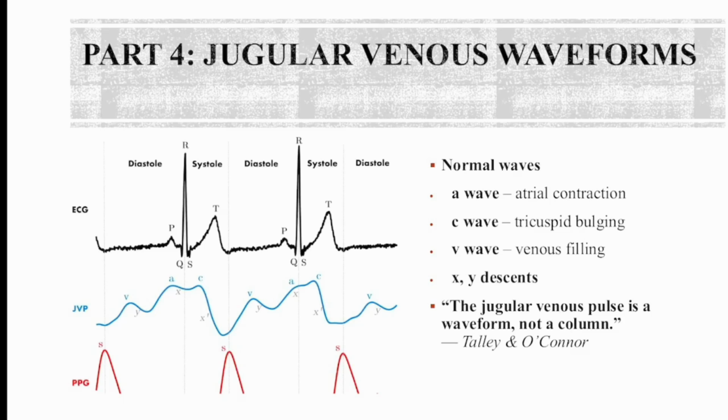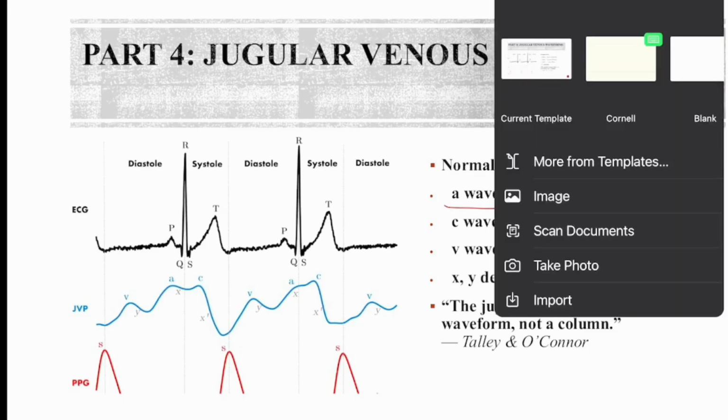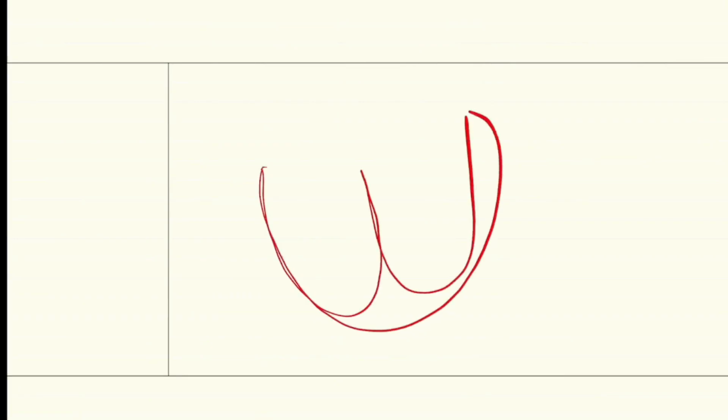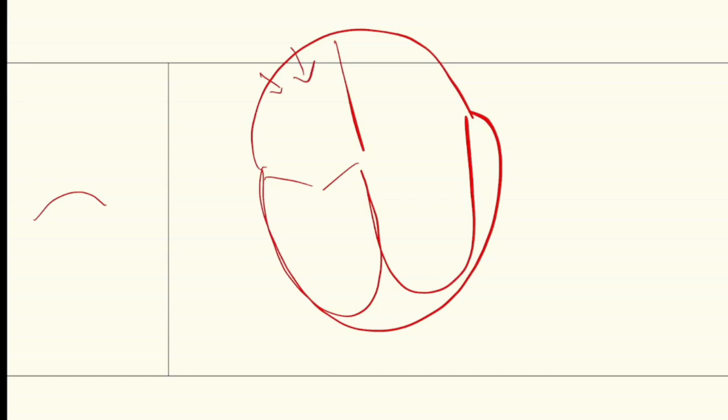As mentioned, JVP is sinusoidal in nature. And remember, the A wave is due to the atrial contraction. So we will draw this is the ventricle, this is the atrium. So in the JVP, the first, this is the A wave. It is due to the atrial contraction.